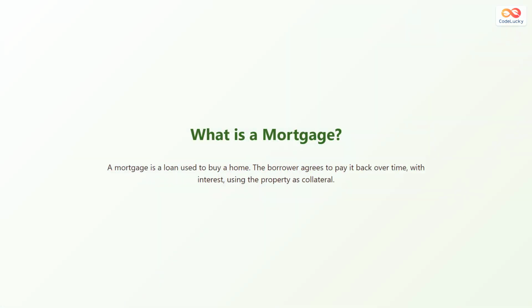A mortgage is a loan specifically used to buy a home. When you take out a mortgage, you borrow money from a lender like a bank. You promise to pay back what you borrowed over time, usually by making monthly payments. The home you buy is used as security or collateral for the loan.